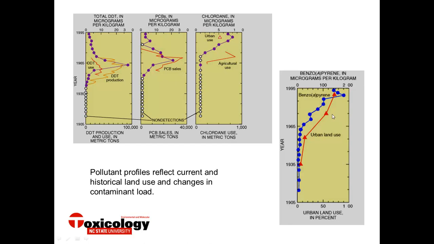Oh, there it is. So what we see is that as industrialized and urban land increases, the level of PAHs or benzo[a]pyrene increases. And so it follows a general trend of urban land use. In other words, less land in agricultural practices and more land in urban uses such as industries. And so those are increasing. And so we could follow this over time, and the pollutant profiles will reflect the current and historical land use and changes in contaminant load over the time periods.